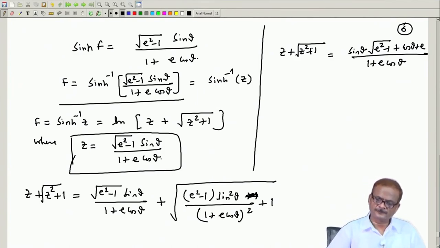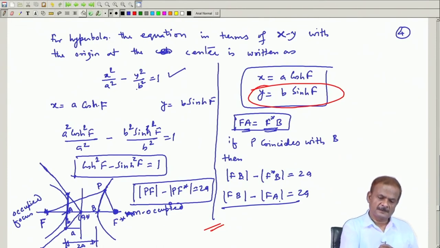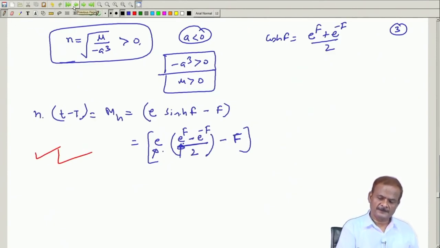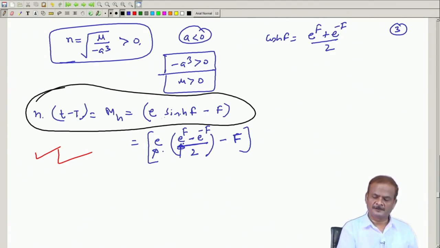And we need to further work on this to complete it. From there, if we complete it, we will get the expression for f, which we are going to do in the next lecture. Then for the hyperbolic orbit we will put it into the equation we have derived, and we will see that this is exactly the same as the equation we derived here, except for the sign change. Here instead of minus it will be plus, and here instead of plus it will be minus. So, we will do it in the next class. Thank you very much.